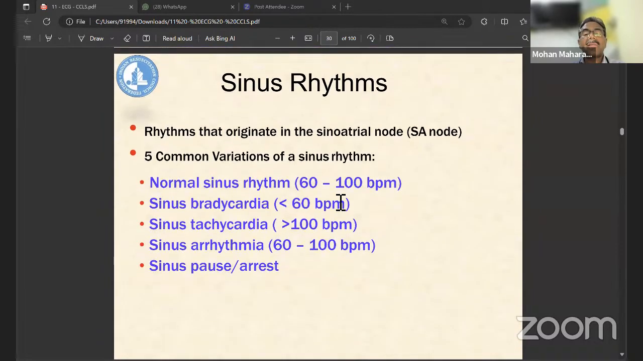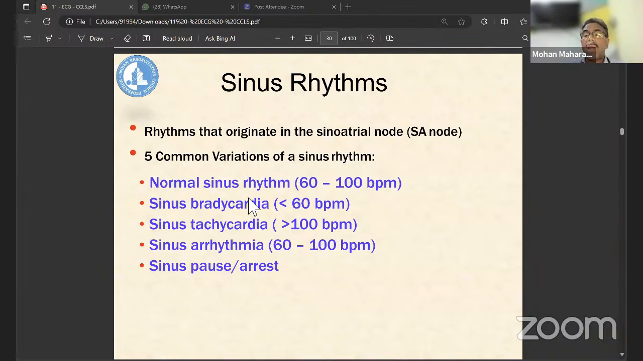What is a sinus rhythm? What do we mean by sinus rhythm? Rhythms that originate in the sinoatrial node, which has 5 common variations. Normally you can call it normal, because it comes from the SA node, and then atrial and ventricular contraction follow, everything is there.